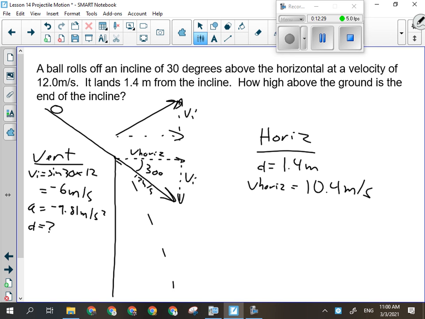Okay, so I want to find the vertical distance. I need one more piece of information. I either need VF or I need T. Can I get either one of them? T. Yeah, I can get T from the horizontal information.